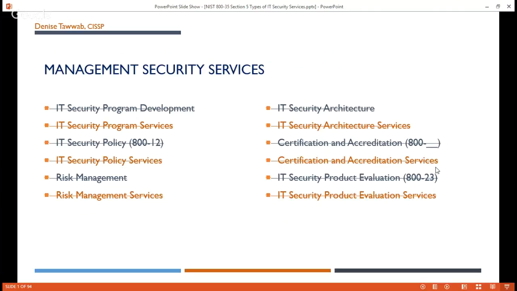All right, so those are your 6 management security services. Again, IT security program development, IT security policy development, risk management, IT security architecture, certification and accreditation, and IT security product evaluation. Those are all management security services that you can do in-house or that you can outsource.